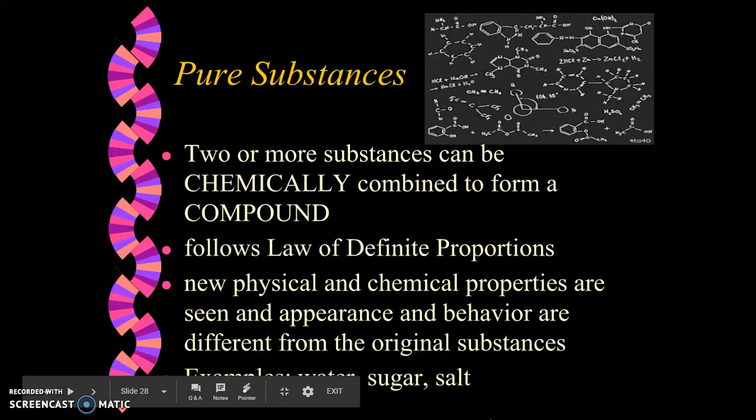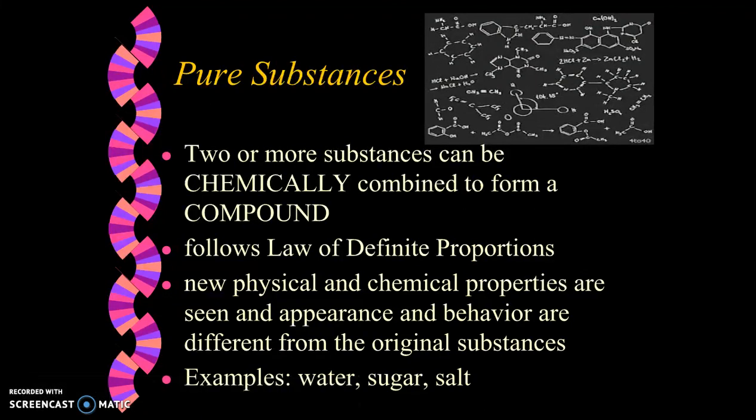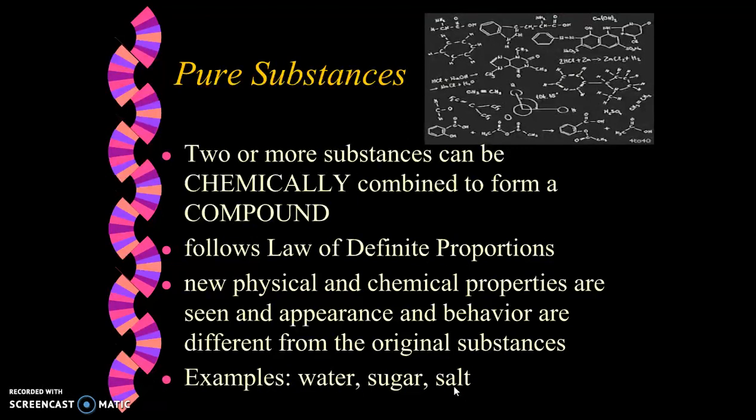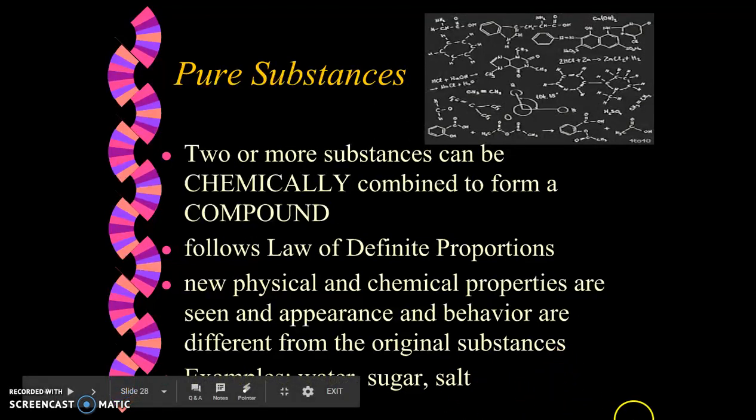And the interesting thing is when I take those elements and I combine them together, I get new physical and chemical properties that can be seen, and the appearance and behavior are different from the original substance. For example, with water, it's made of hydrogen and oxygen, which are both gases at room temperature. When I combine them together, it's now liquid at room temperature when they're chemically combined together. Sodium and chloride. Sodium is a highly explosive metal, and chlorine is actually a poisonous gas. When you take those two and chemically combine them together, you get table salt that might raise your blood pressure a little bit. But otherwise add the flavorings to most foods that we eat.